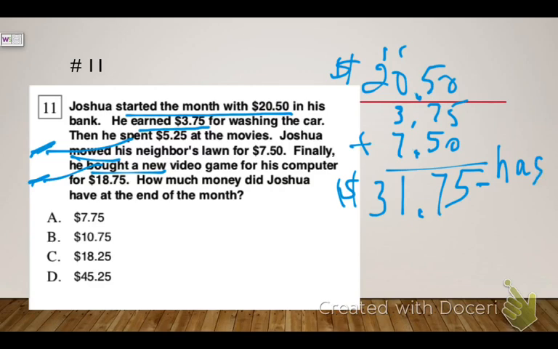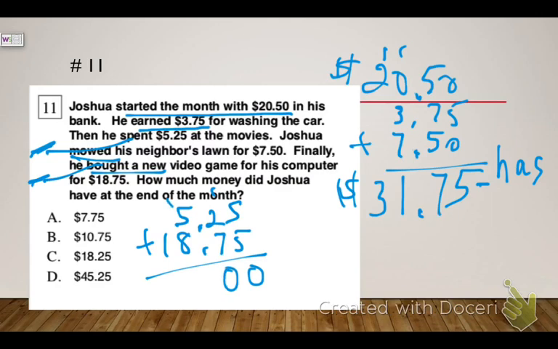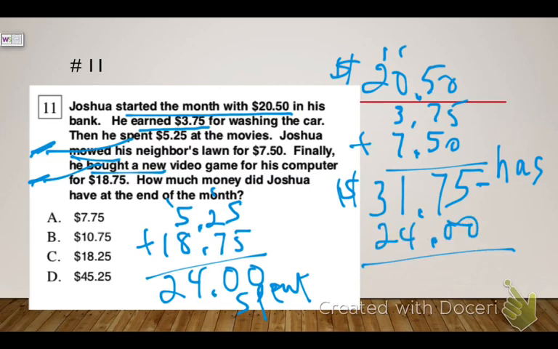Now that's what he has. He has that money. Let's see what he spent. He spent $5.25, and he spent $18.75. Let's add those two together. Let's see what we get. $24 even. That's what he spent. Okay, I'm going to write the word spent. So we take $24 and we subtract it from $31.75, and guess what?